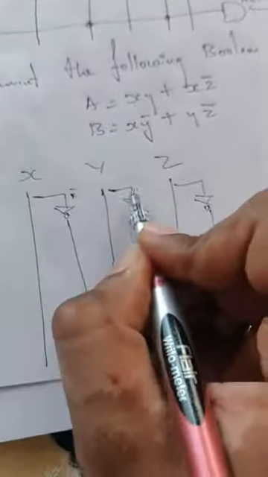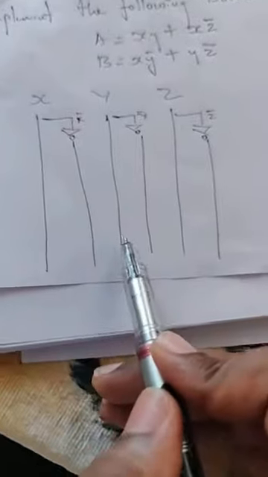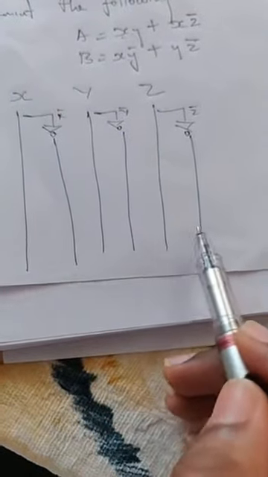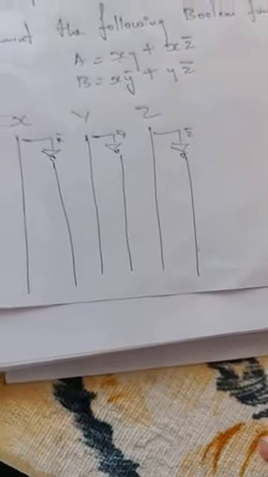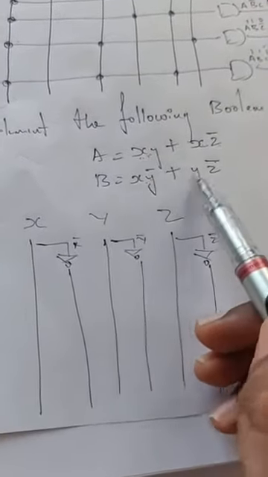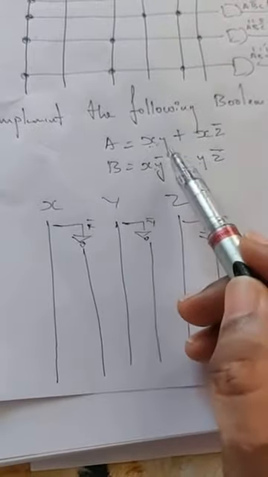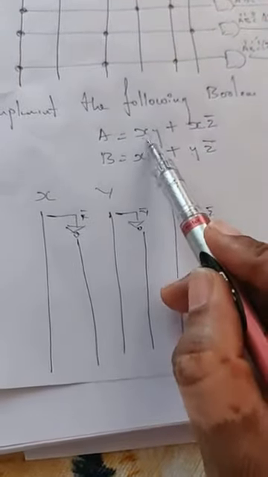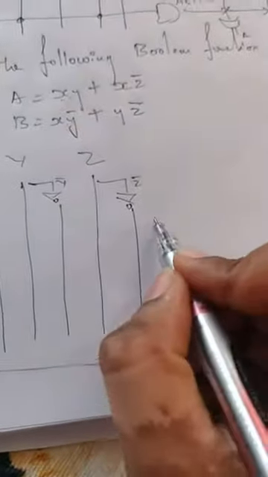This is x bar, this is y bar, this is z bar, right? This is x line, this is x bar line, this is y line, this is y bar line, this is z line, this is z bar line. So how many products do we have? 1, 2, 3, 4 different products. So when we have 4 different products, just write 4 AND gates.